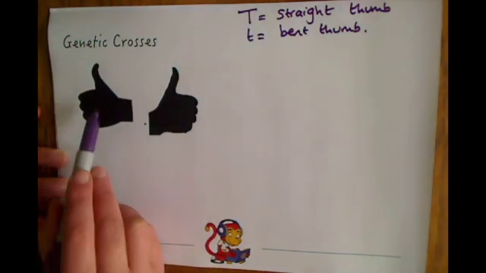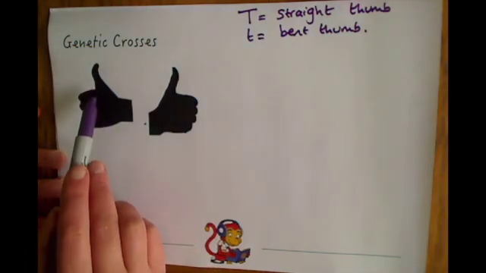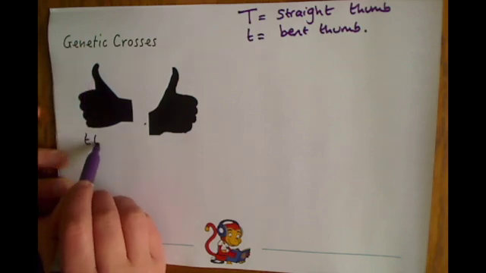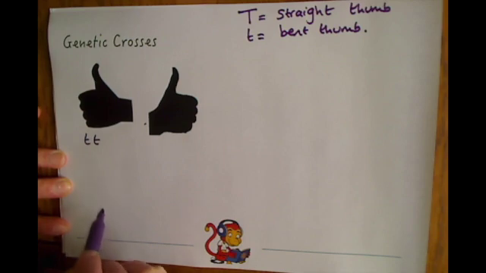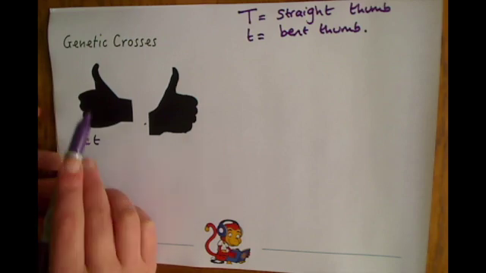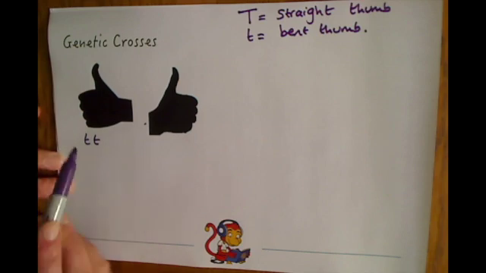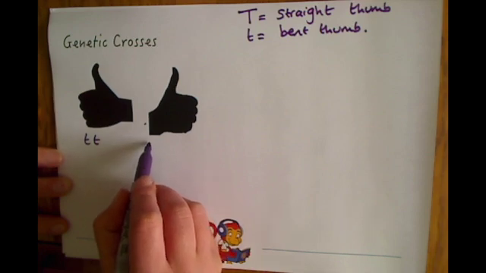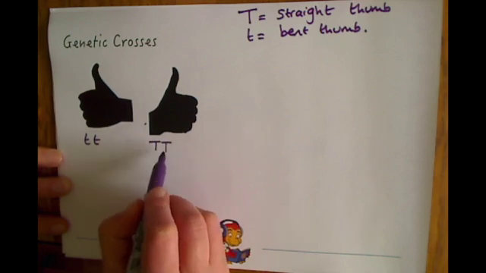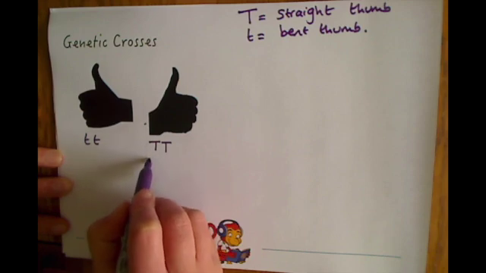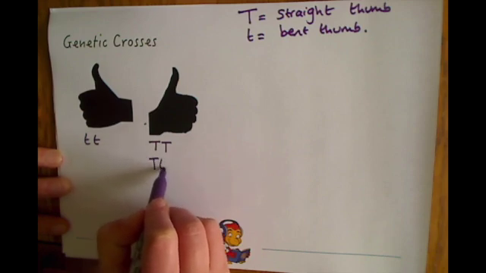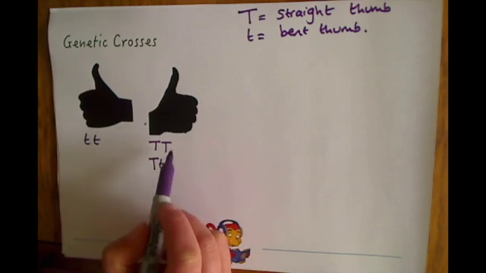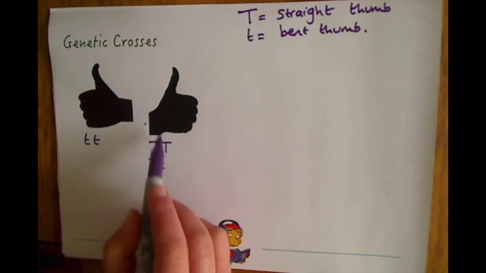So if you are someone who has a hitchhiker's thumb, the only arrangement of alleles that you can have is to have the two recessive alleles from your parents like that. Because for a recessive characteristic to be expressed, you have to have both of the recessive alleles. If you have a straight thumb, you could either have the combination of alleles where you have two of the dominant straight thumb alleles, or you could have a capital T and a lowercase t. So there are two possibilities there for the combination of alleles that you might have.